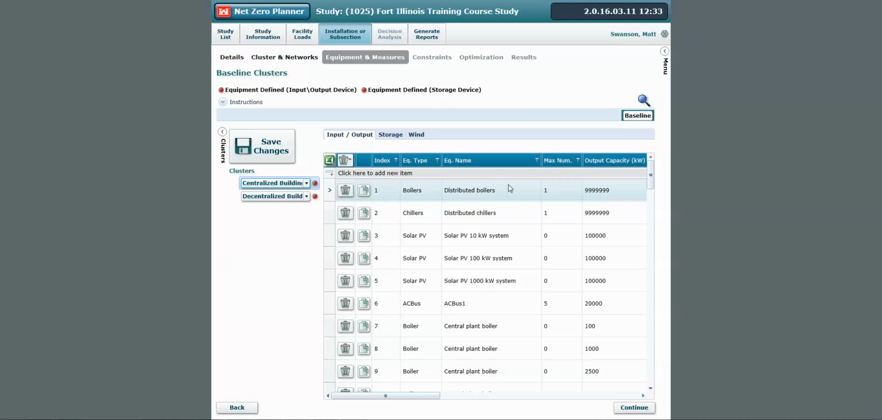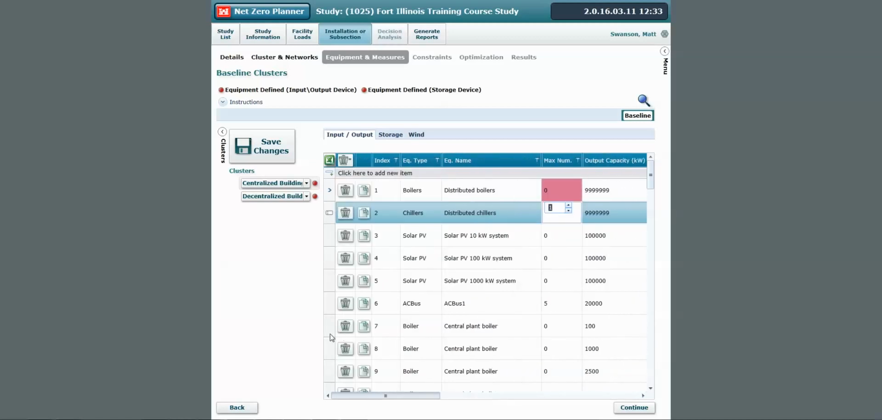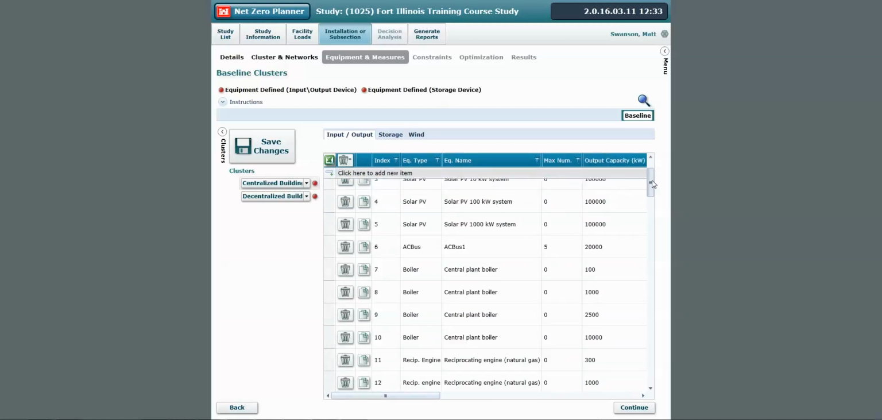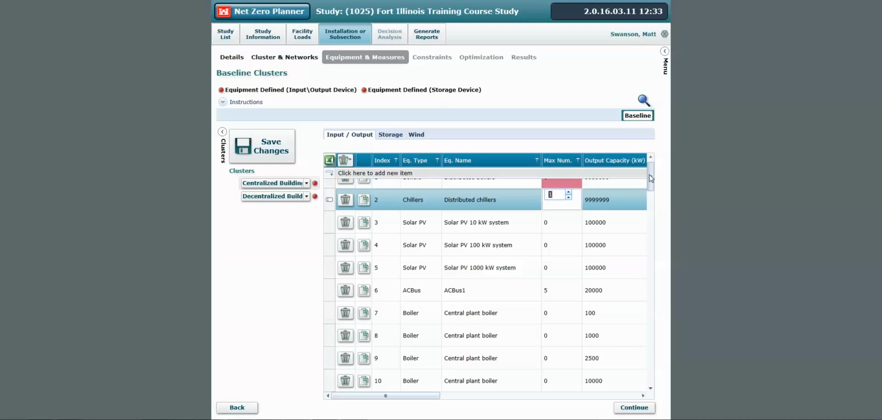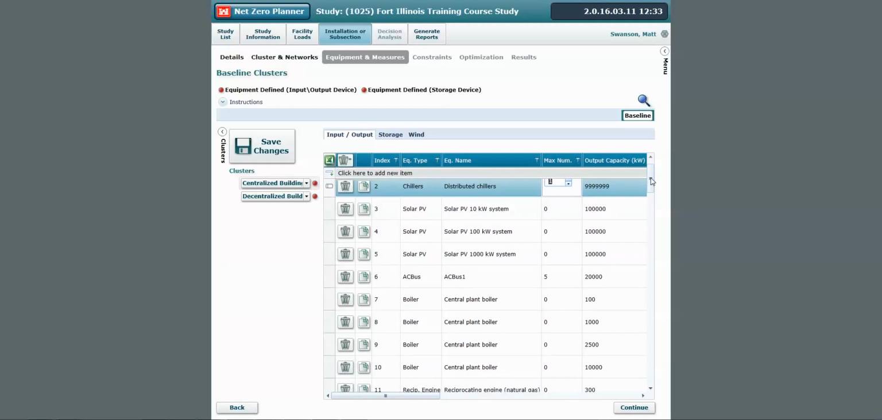Alright, so here, these centralized buildings for this cluster don't have any distributed boilers. We're going to set those to 0. They do have distributed chillers. And again, we're going to hold off on changing that annual O&M cost, but that would be something that needs to be changed in a normal study. When we look at the central plant, we're going to be able to collect information on what equipment is present. And so here we're going to take that information and translate it into this equipment list.